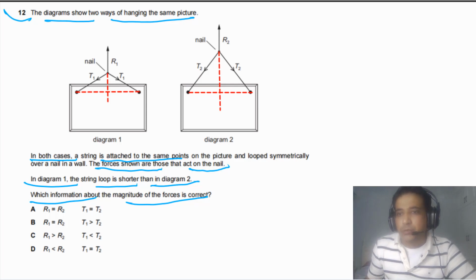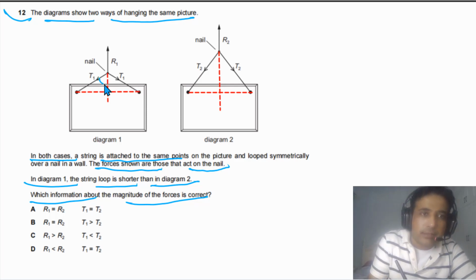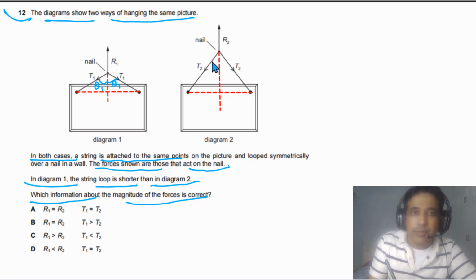Now in this case you can see it is very clear that this angle, let's say, is theta 1. So this angle also will be equal to theta 1 because it is symmetrical, and this angle we can say is theta 2, and this angle also has to be equal to theta 2. Now if we resolve T1 into components, one component of T1 will be acting vertically downwards and one component will be acting to the left. And if we resolve this T1, one of its components will be acting vertically downwards and one will be acting to the right.